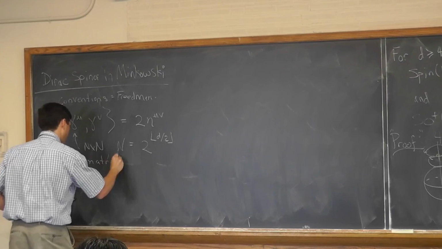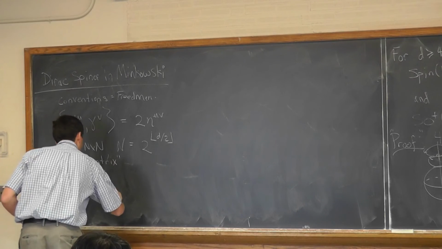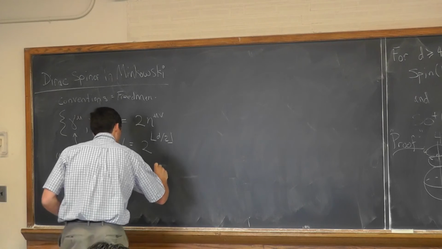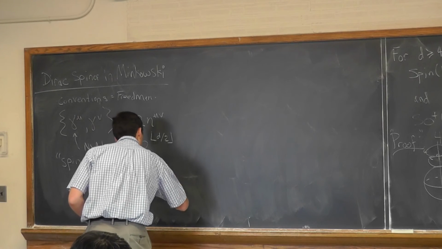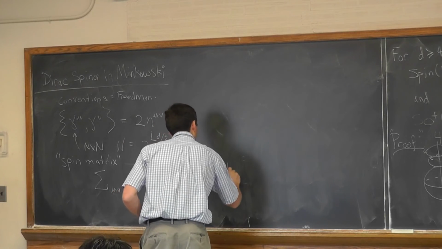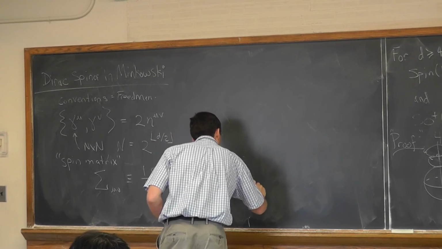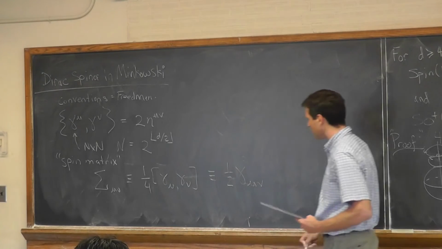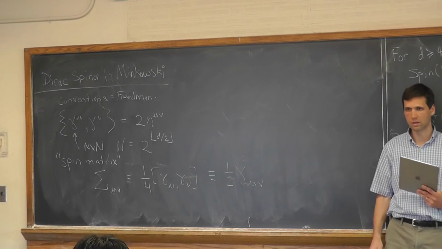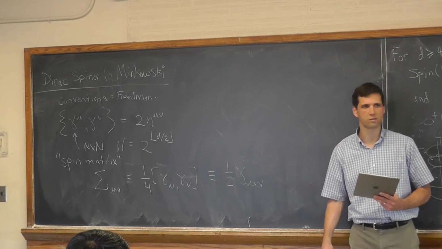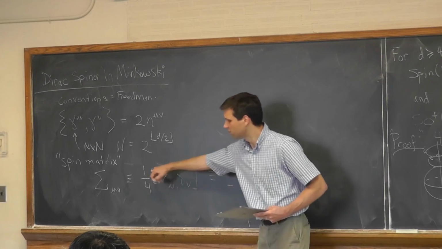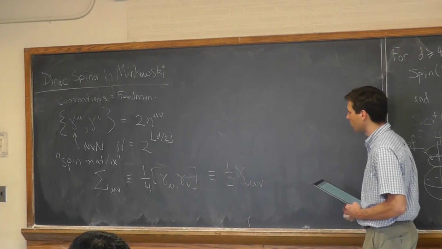Let me introduce the spin matrix. The spin matrix sigma mu nu is one fourth the commutator of gamma mu and gamma nu, which is also defined to be a half of gamma mu nu. So the gamma with multiple indices is the anti-symmetrized product of gamma matrices. So that gives you one factor of 2, and then we wanted another one, so that's the factor.